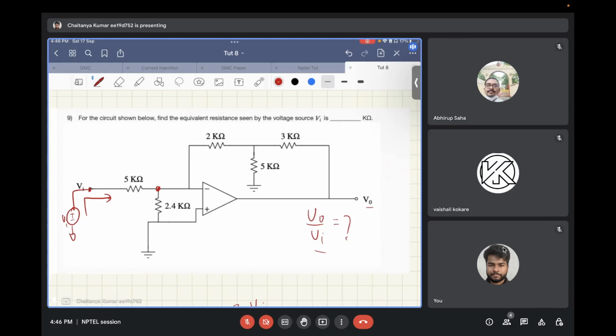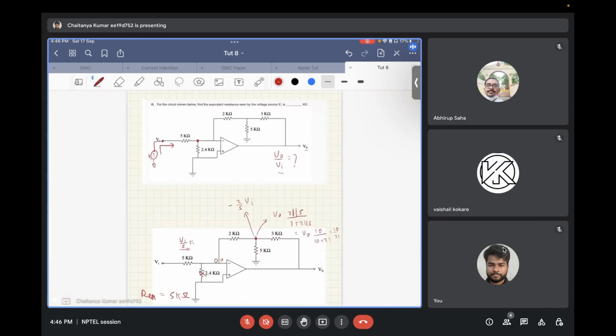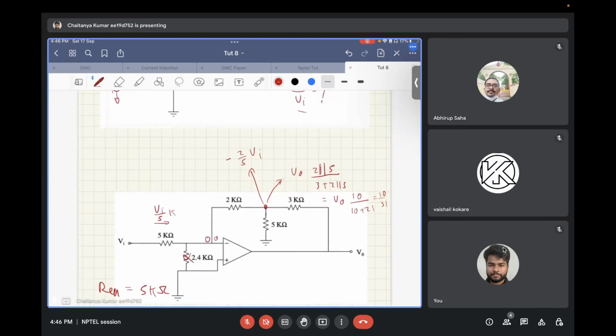Okay, so let's see the solution for this. Since there is only one feedback path, and that is from the output to the negative terminal, this op amp is in negative feedback. So virtual ground is valid, and since the positive terminal is at 0 volts, the negative terminal will also be at 0 volts. So this 2.4 kilo ohm resistor will be redundant.